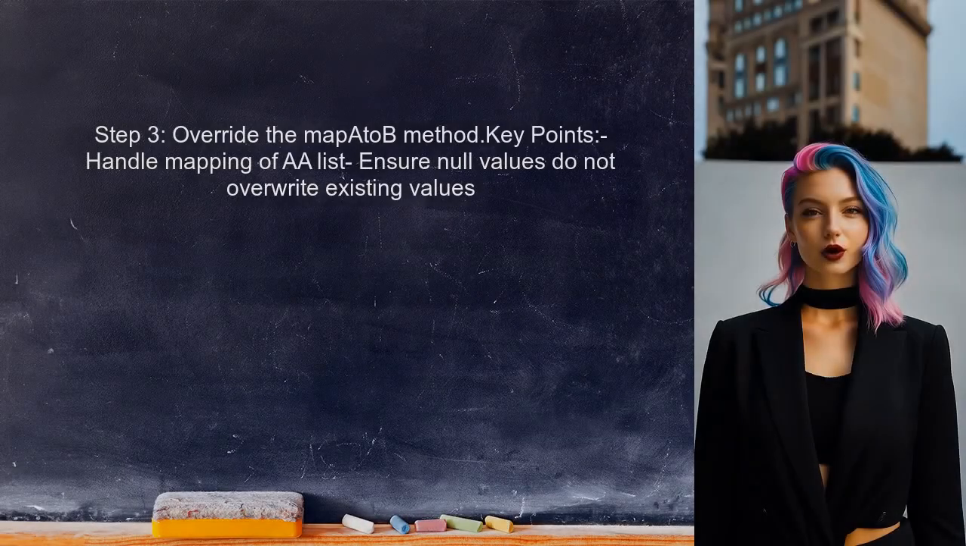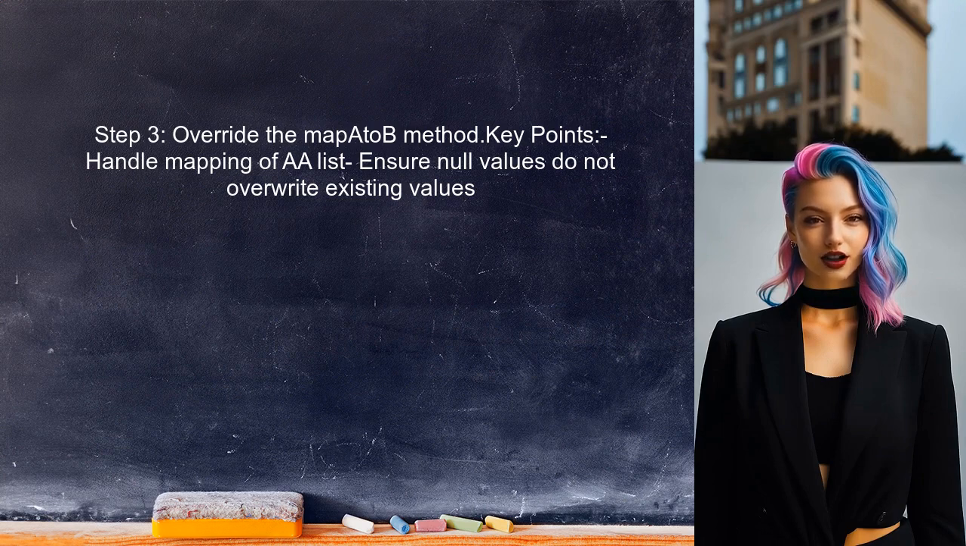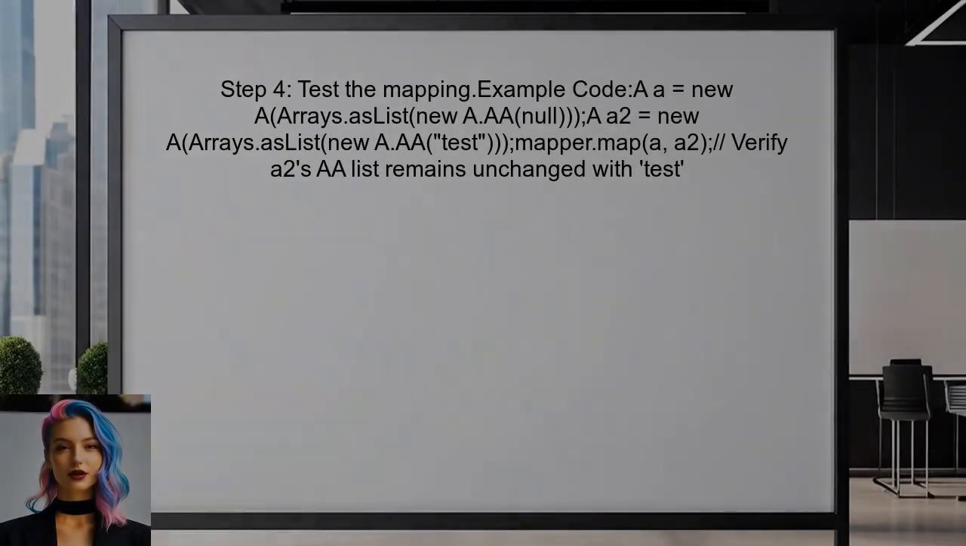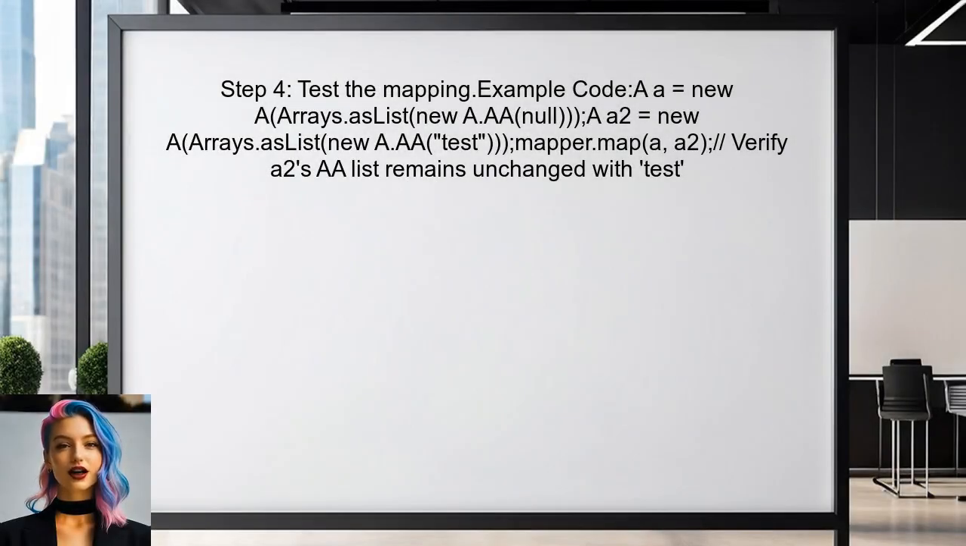In this customization, the user overrides the mapAtoB method. This method will handle the mapping of the AA list from the first object to the second object, ensuring that null values do not overwrite existing values. Finally, the user should test the mapping to confirm that it behaves as expected. They can create instances of A and use the mapper to map between them, checking the results.